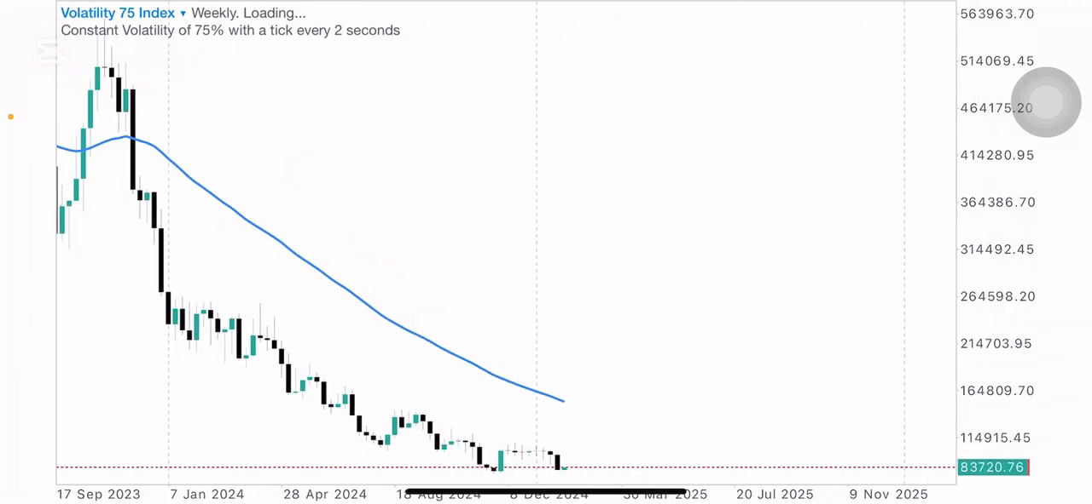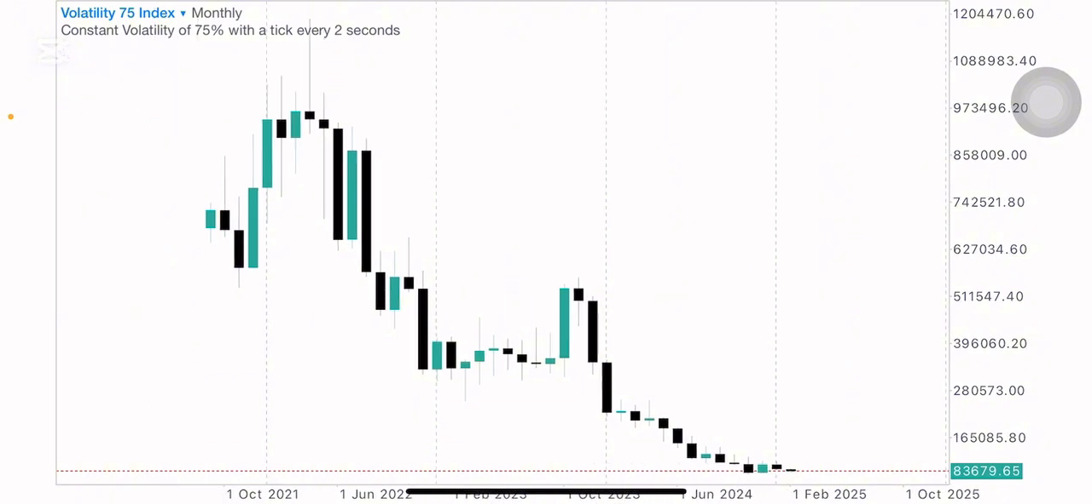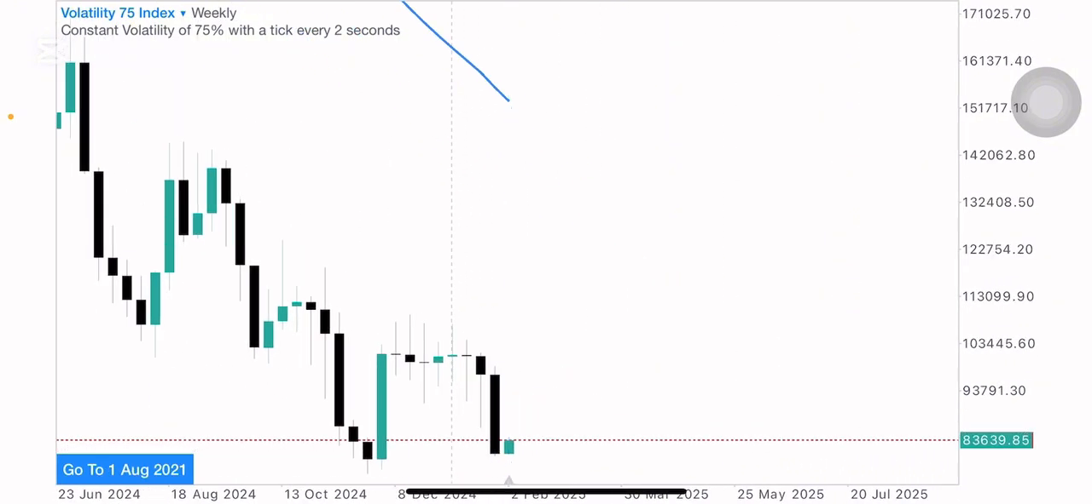I want to see what price is doing and is most likely to be doing for the week. So to achieve that, we are going to be starting from the weekly time frame.